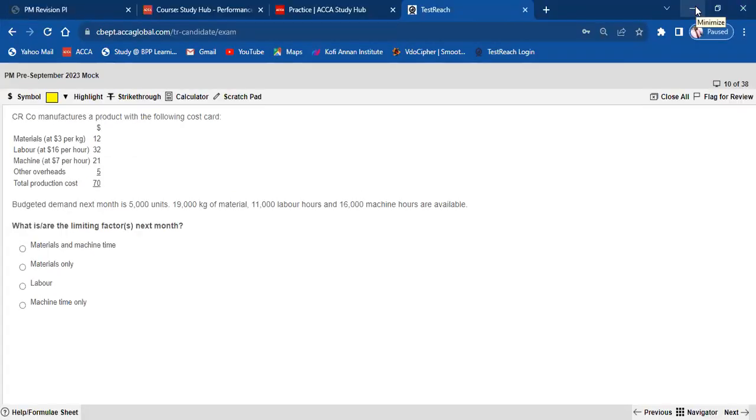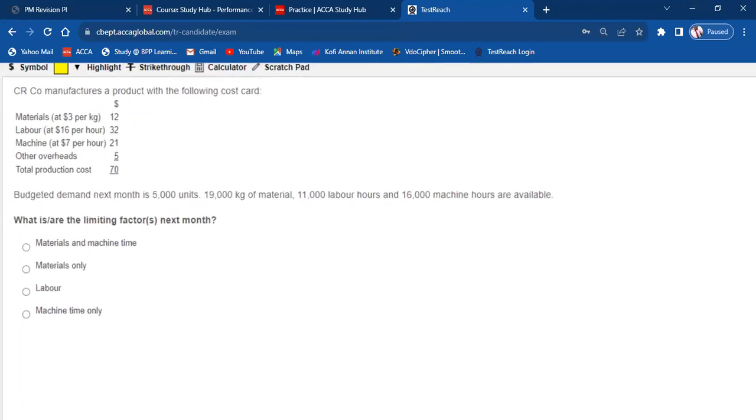What is the limiting factor? What are the limiting factors for next month? They should be pretty easy if you are studying limiting factors, right? Single product, total production cost 70. The build-up is given. Budgeted demand next month is 5,000 units, 19,000 kilograms of material, 11,000 labor hours, and 16,000 machine hours are available.